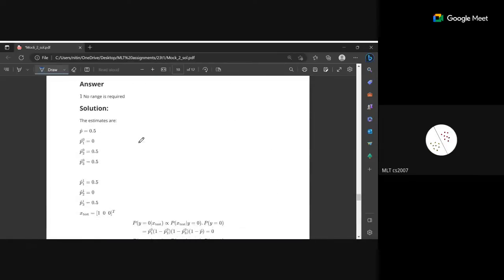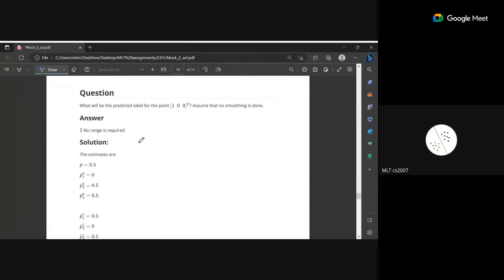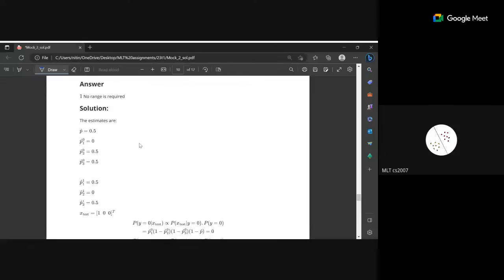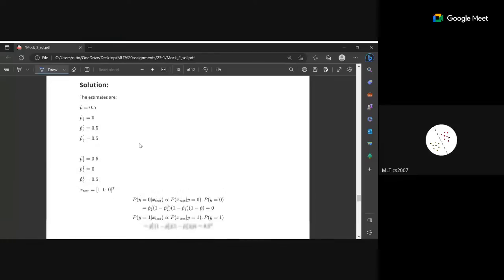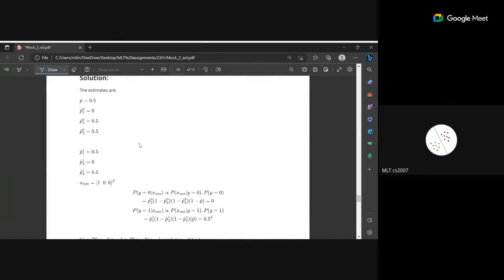Now you have to find the prediction for this point. So what is the test data? It is 100. So you will find the probability of y equal to 0 given the test data point, and the probability of y equal to 1 given the test data point. And the one which is bigger, you will assign that class to that point.